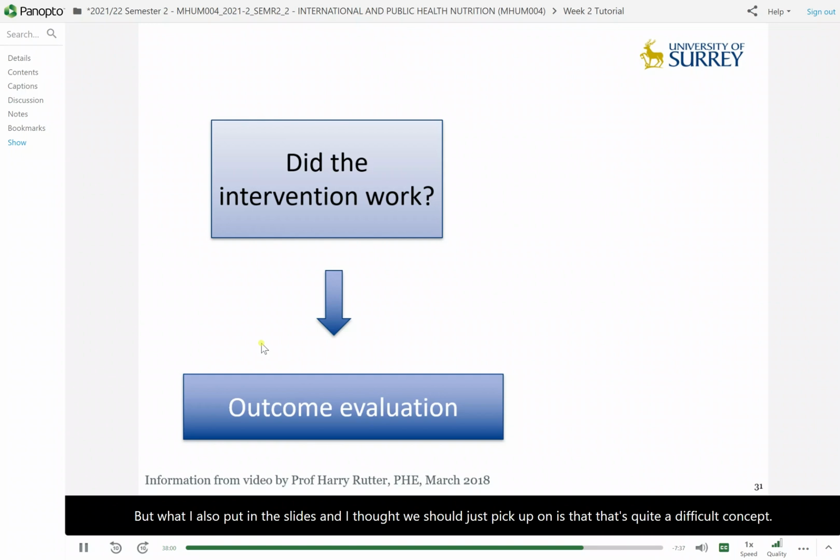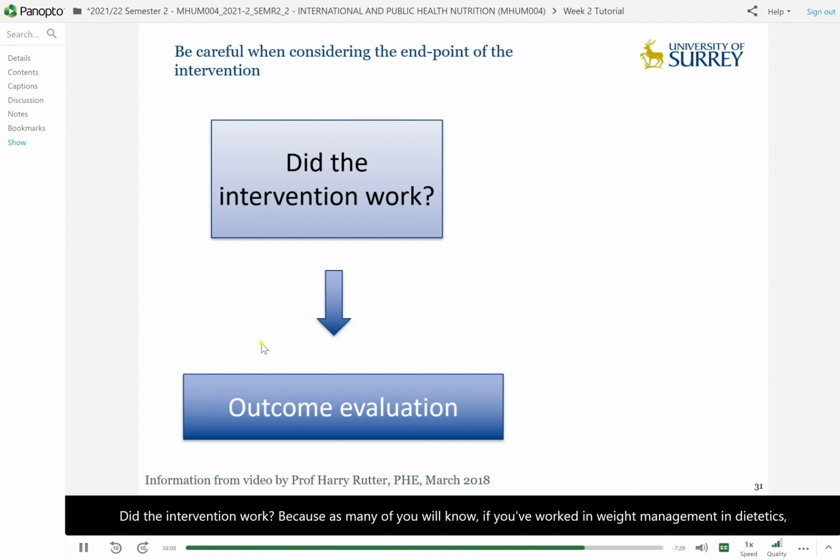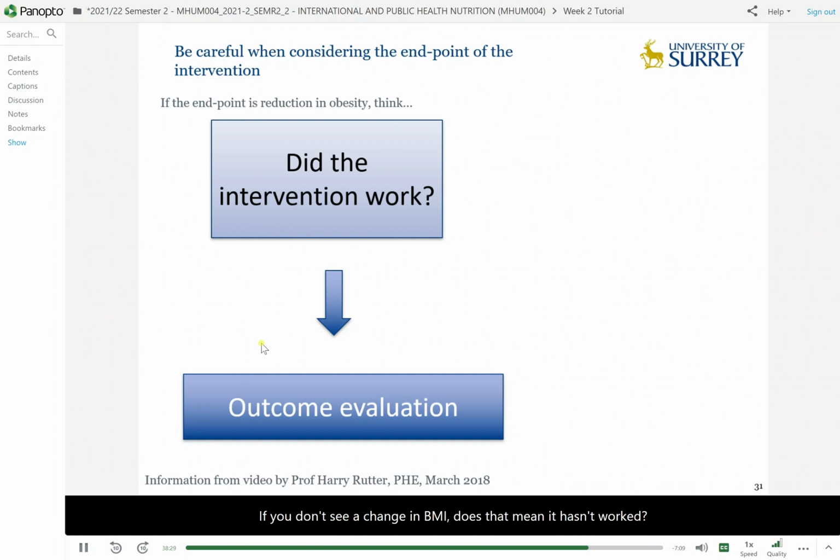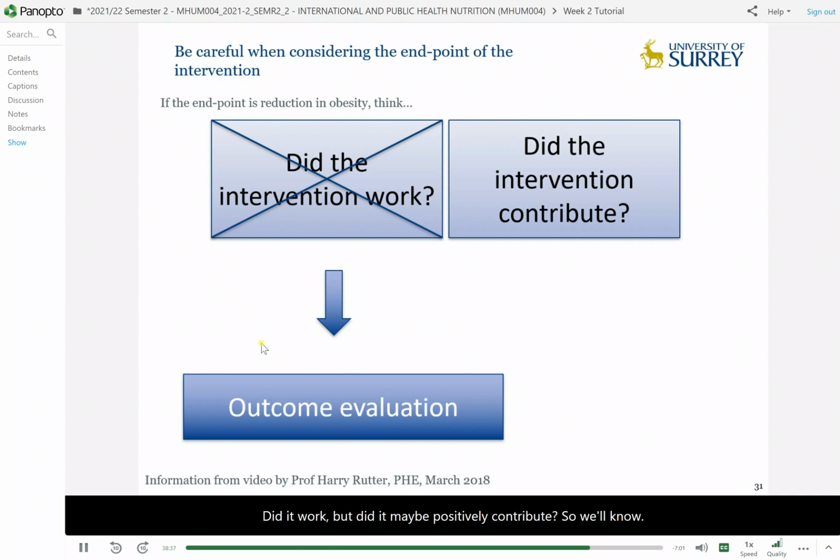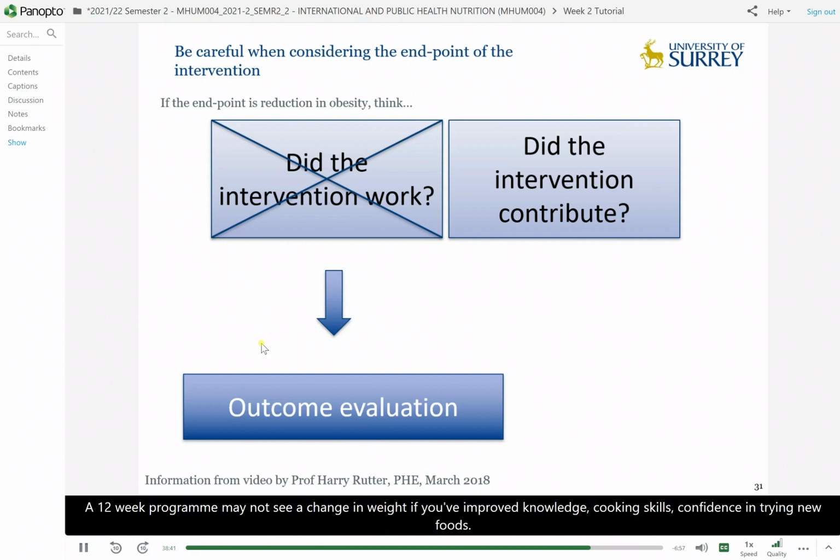But what I also put in the slides, and I thought we should just pick up on, is that that's quite a difficult concept. Did the intervention work? Because as many of you will know, if you've worked in weight management, in dietetics, behaviour change and individuals losing weight or changing their diet is very challenging and difficult. So it may be, if you don't have the right measure for your intervention, it may look like your intervention's failed. If you don't see a change in BMI, does that mean it hasn't worked? And what I hope came across is that it's not necessarily did it work, but did it maybe positively contribute? So although a 12-week program may not see a change in weight, if you've improved knowledge, cooking skills, confidence in trying new foods, that in itself is positive and may go on in many years to come to help individuals, but you may not see it within that time frame of your intervention.